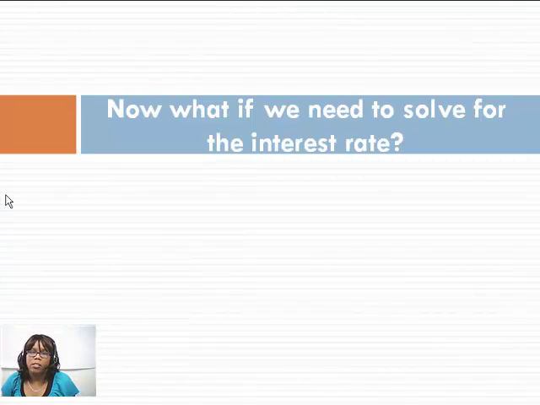Now, what if we need to solve for the interest rate? What if they give us the number of years and we have to find out what interest rate is needed to double your money? Okay, so now we need to solve for the interest rate. They're going to give us the number of years, but we have to figure out the interest rate. So we're going to change our formula around a little bit. Here's our original formula: 72 divided by the interest rate, which I'm going to represent with an R, equals the number of years, which I'm going to represent with a Y.